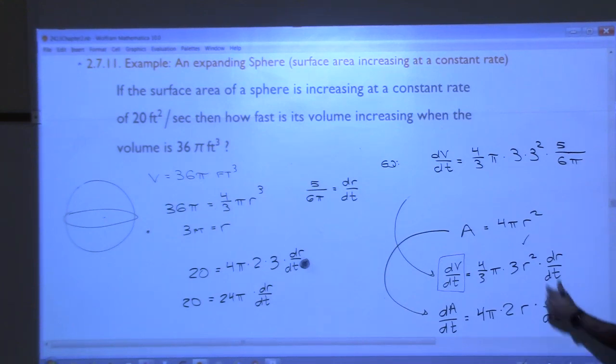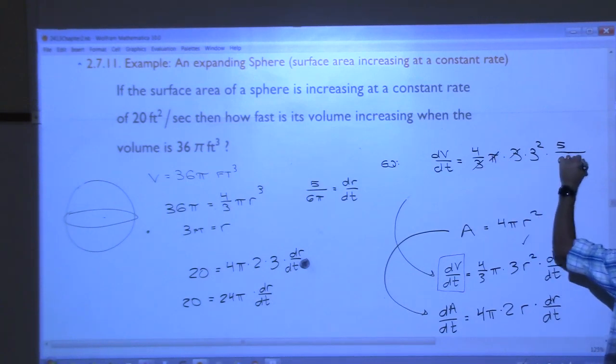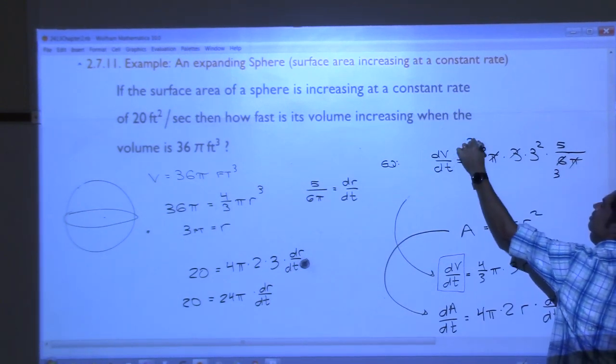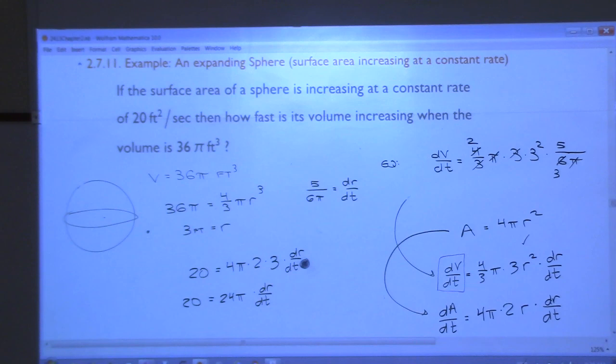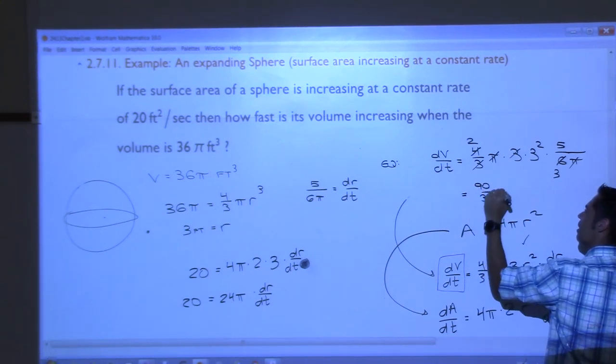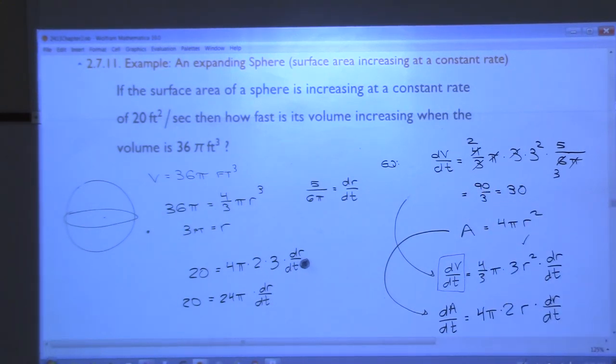Okay, let's see what happens here. These 3's are gone. The pi's are gone. Let's see, this 6, this is a 3, this is a 2. 10. It's 90 over 3, which is 30. Double check that, right? 9 times 2 times 5 is 10, that's 90. Yeah, it's right, 30. Okay.